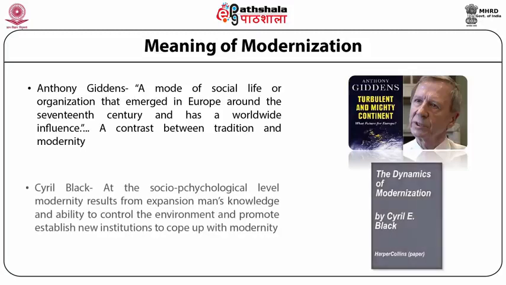Let me talk about the second important definition given by another very important scholar of comparative modernization named Cyril Black. Cyril Black basically defines modernization at the socio-psychological level by stating that modernity results from expansion of man's knowledge and ability to control the environment and promote and establish new institutions to cope up with modernity. So according to Black, modernity is more about the ability of man to cope up with the advancements of modern societies. It also implies the capability of institutions to cope up with the fast changing values of a modern society.